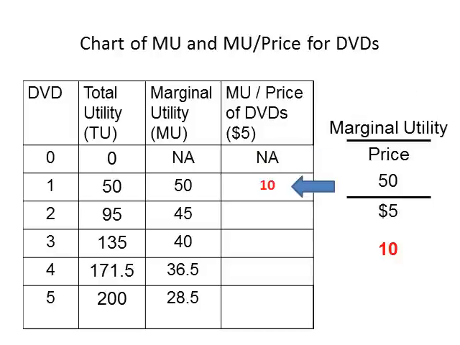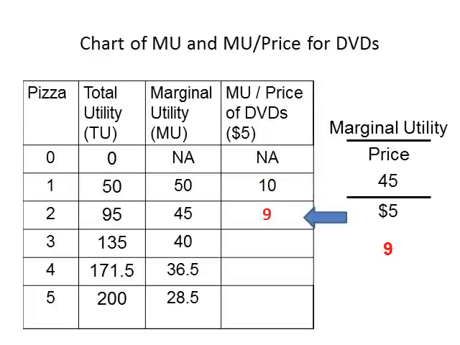The second row has a marginal utility that can be calculated. So the formula that we're going to use to calculate the marginal utility divided by the price is the marginal utility divided by the price of DVDs. The marginal utility in the second row is 50 and the price is $5. So dividing 50 by 5 gives 10. 10 is placed into the second row of the table.